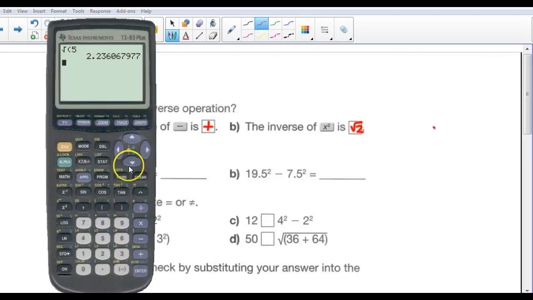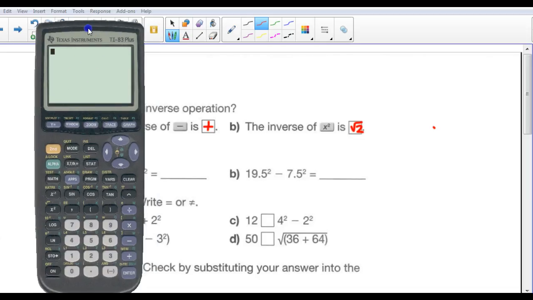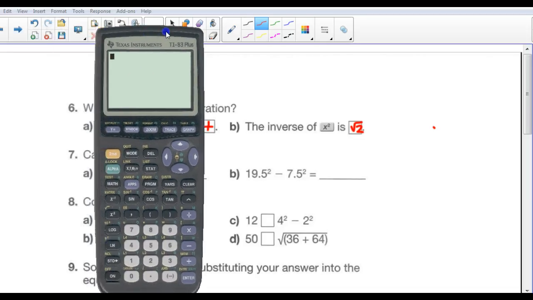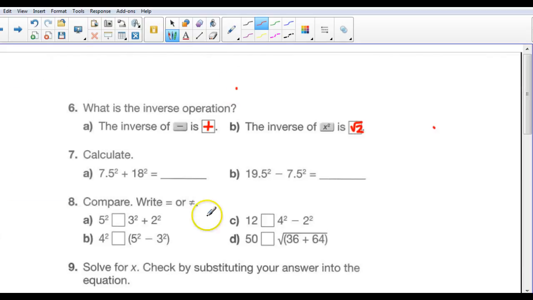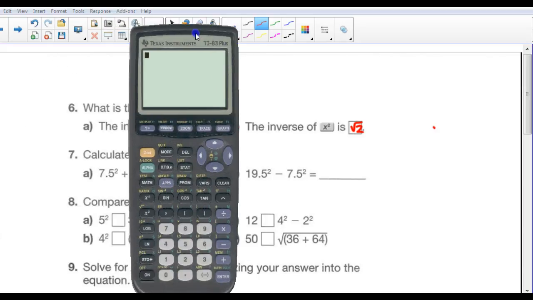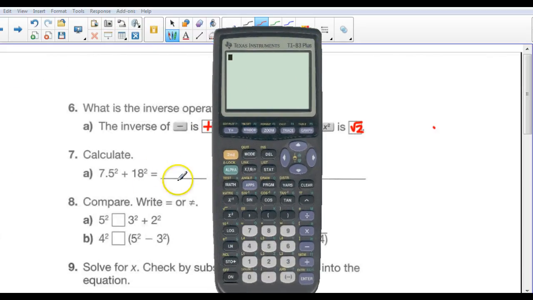Well, I can do that on my calculator because it has order of operations built into it. So if I want to do 7.5 squared plus 18 squared, I'll move my calculator over here to the side. I'll do 7.5, and I'll hit my square button, and I'll do plus 18 squared. My calculator does order of operations for me, so I don't have to worry about calculating 7.5 squared separately, and then adding it to 18 squared separately, writing them down. My calculator will do it all, and I get an answer of 380.25.